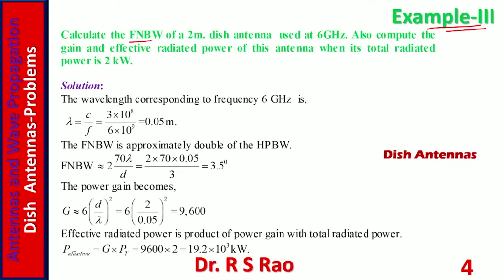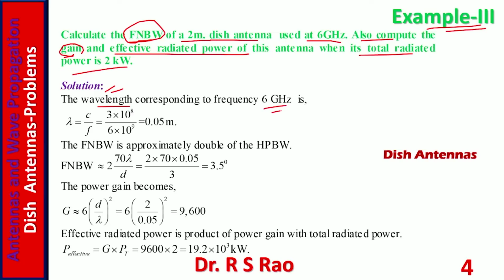Another problem, example 3. Calculate the first null beam width of a 2-meter dish antenna used at 6 GHz. Also compute the gain and effective radiated power of this antenna when its total radiated power is 2 kilowatt. Solution. We are asked to find out first null beam width. We are also asked to find gain and effective radiated power. For their calculation, we need wavelength. The wavelength corresponding to 6 GHz is 0.05 meters.